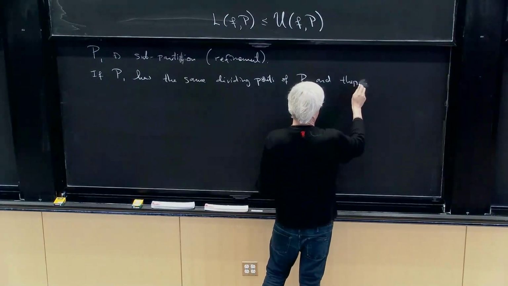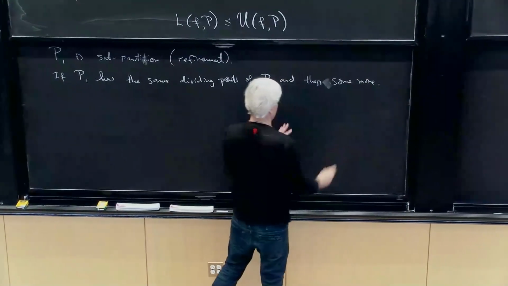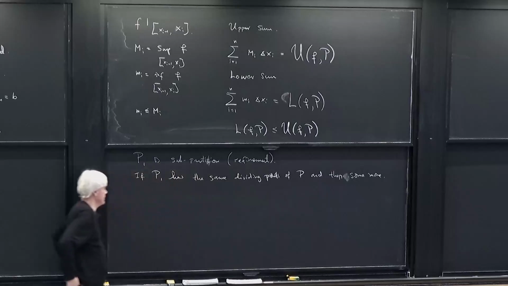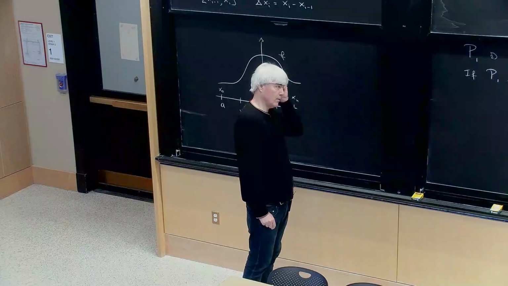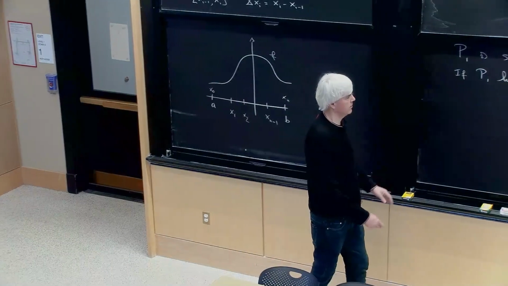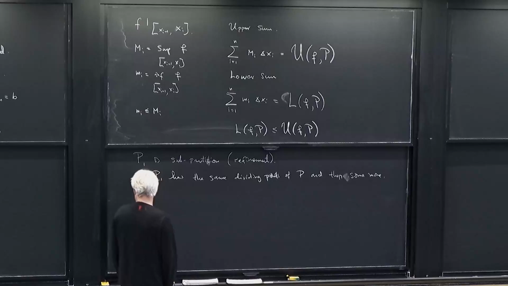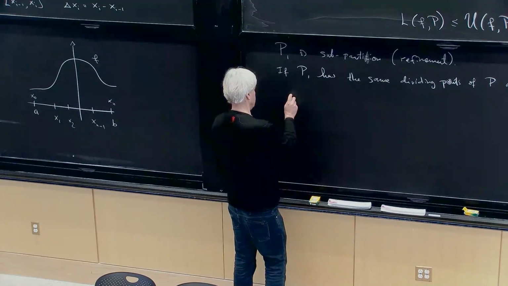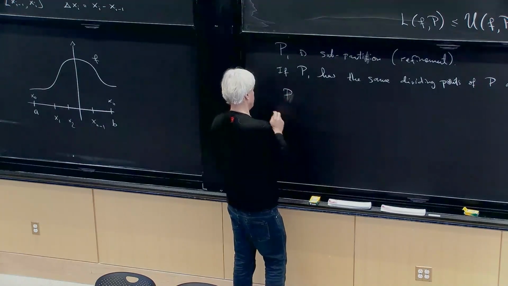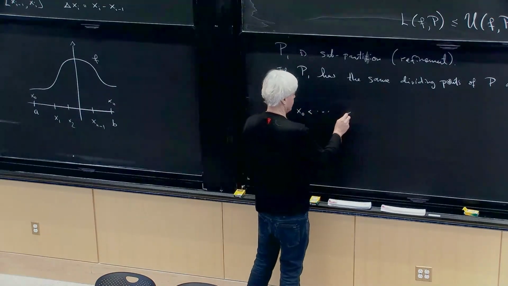You could have that the two partitions were exactly the same, and you would still say that one is a trivial subpartition of the other. But in general, a subpartition would have more dividing points. And so then the thing is, let's say that P here again has the partitions. This is the partition that comes from P.